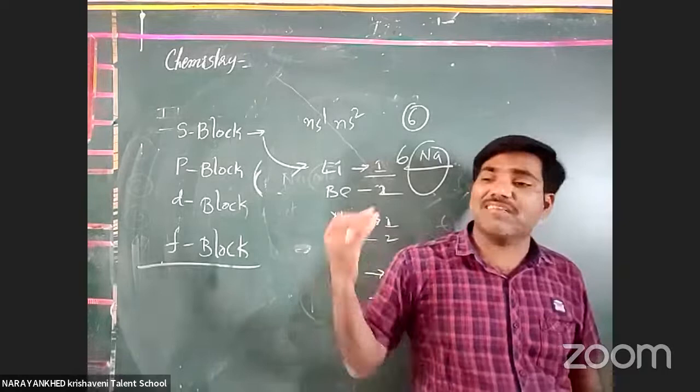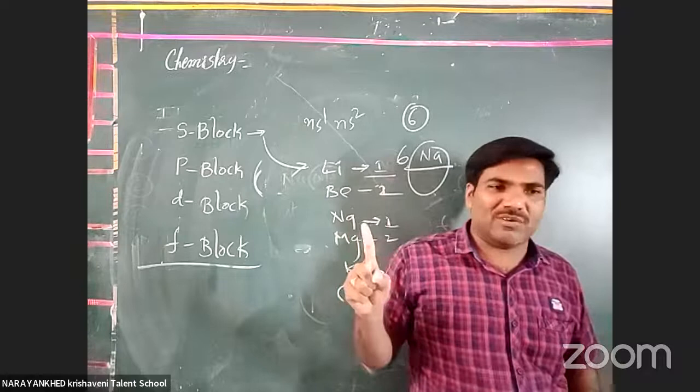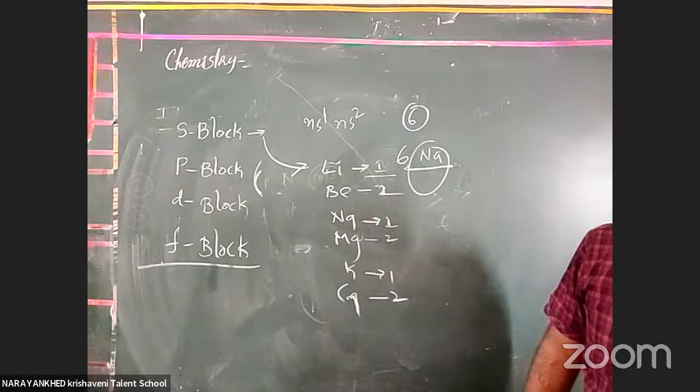Losing of an electron requires ionization energy, or not? We take an electron from the outermost orbital; the required amount of energy is called ionization energy. You know very well. Now the ionization energy values are very low for what? For our S-block elements. Got it? Next.